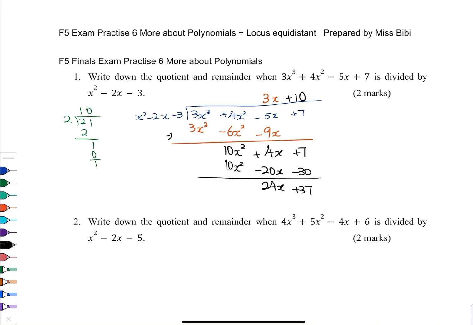So your quotient is 3x plus 10. As for your remainder, it will be 24x plus 37. Easy, right? And one more thing that is for your own habit. Write everything that has x cubed on this line, x squares, x, and then the constants. This makes yourself less confused as well.